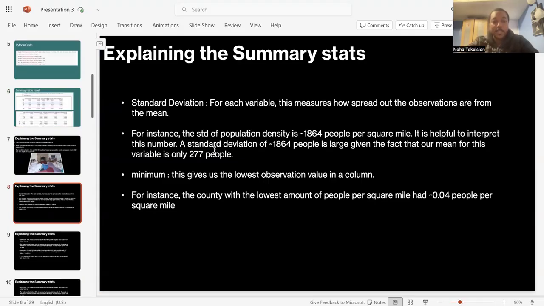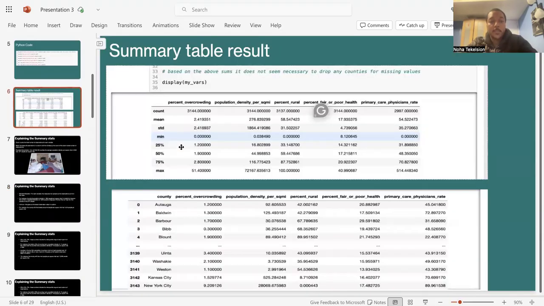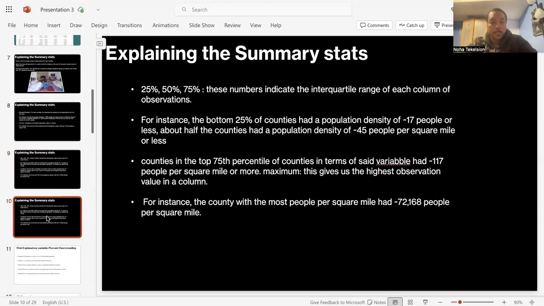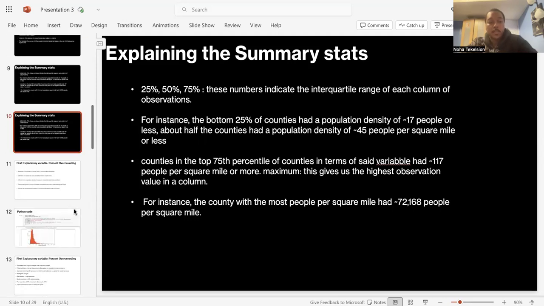And yeah, I gave that in the example here about the standard deviation. The county with the lowest amount of people per square mile had 0.04 people per square mile. We're told that in the minimum, as you can see right here. Then we have the interquartile ranges, the percentiles, etc.